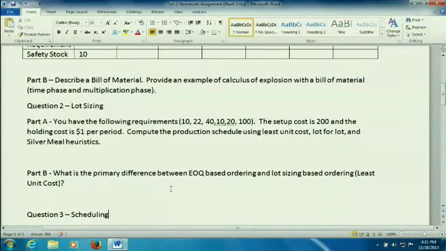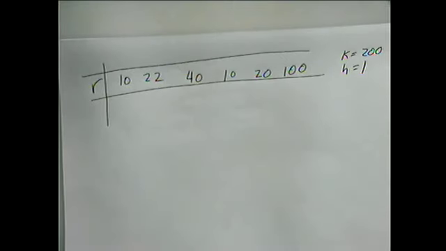lot sizing, which is starting to get into setup cost with a forecast demand. You have the following requirements: 10, 22, 40, 10, 20, 100. Your setup cost, K, is 200. Your holding cost is 1. And we want to do this using least unit cost, part period balancing, and Silver-Meal. So we're trying to get a production schedule for that requirement.